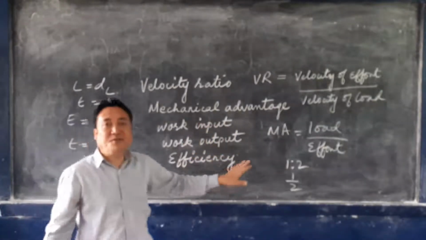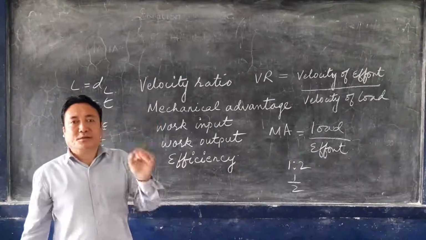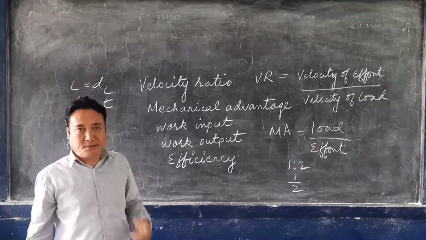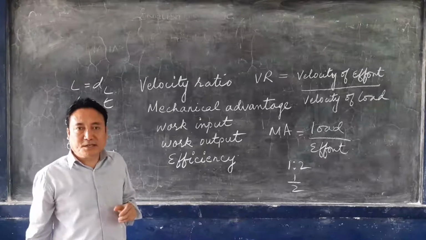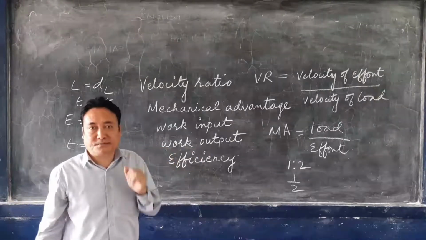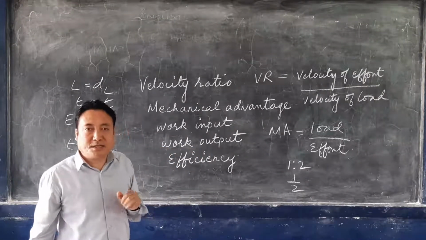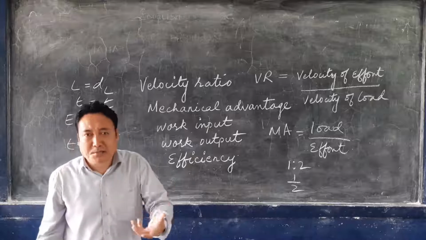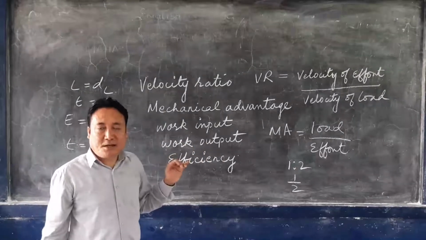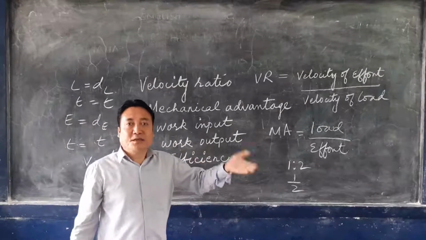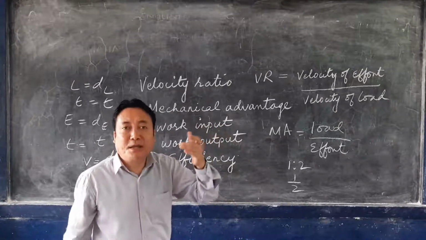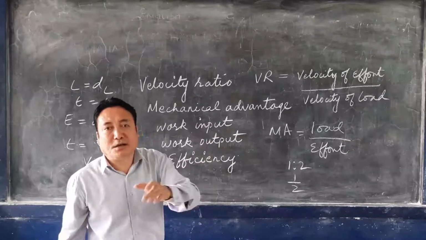The next one is the efficiency. The word efficiency means capability, ability. Efficiency is always calculated in percentage, 10%, 20%, 30%. So how to calculate efficiency: efficiency is defined as the ratio of the work done by the machine to the work done on the machine.